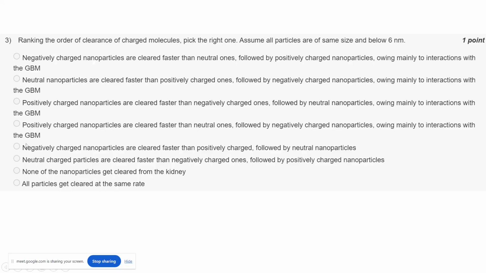Fourth one. Option 5. Fourth and five. Fifth one. Negatively charged nanoparticles are cleared faster than positively charged ones, and then followed by neutral. Okay. What about others? Fourth one. Okay. Anybody else has any other options as their answer?